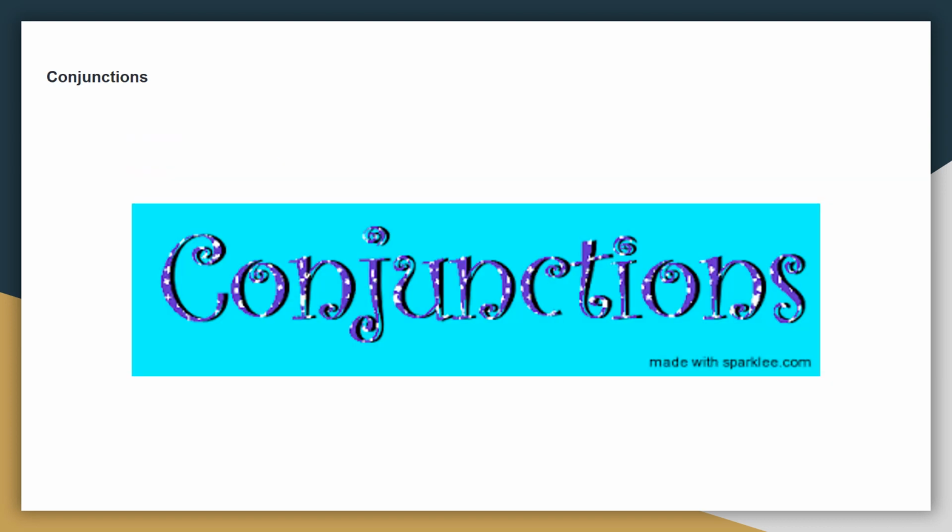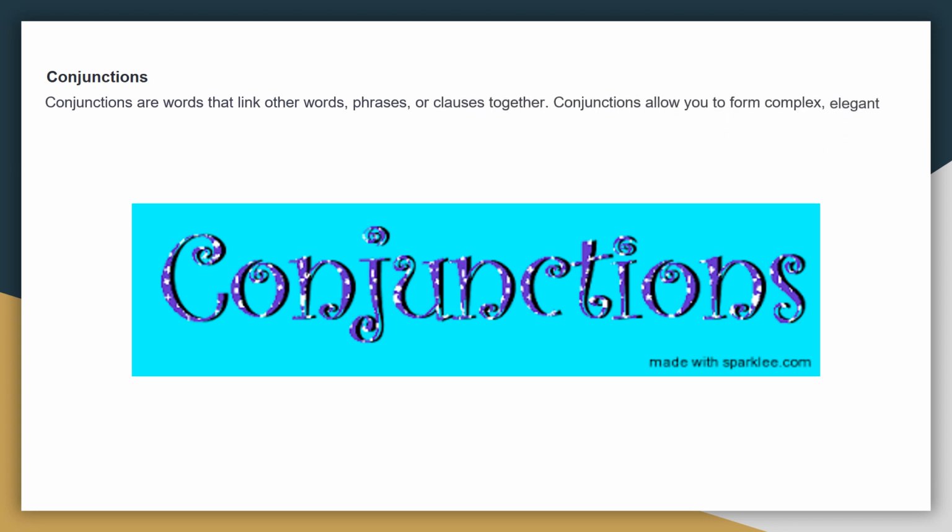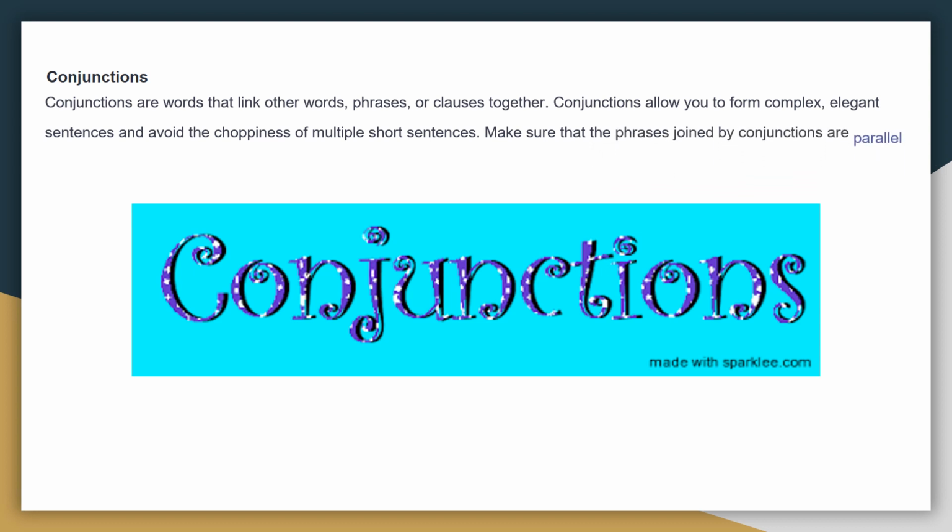Conjunctions. Conjunctions are the words which link different words, phrases, and two different sentences together. They give you the freedom of joining short sentences to make more elegant and complex ones, which make the same sense as the short sentences.